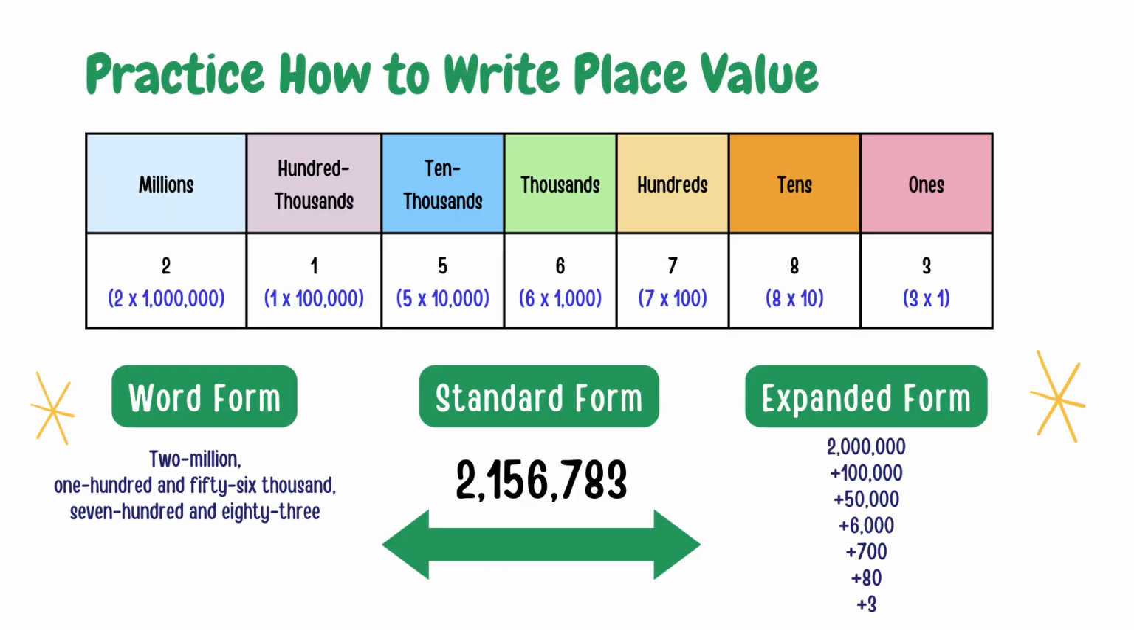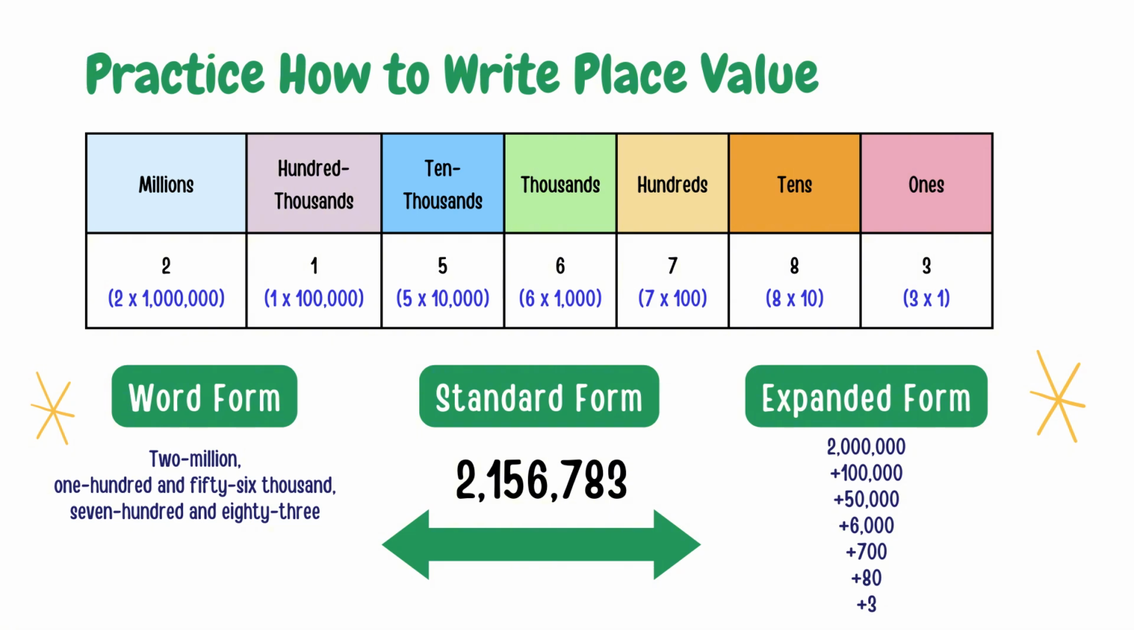So I wanted to conclude on how to write place value. So as you can see from the previous slides, I demonstrated utilizing a formula for each place value position. So when you are writing place value and you're using the alphabet, you would be utilizing the word form. So the word form is literally writing out the number using the alphabet letters. So the word form for this number we're utilizing for this example, 2,156,783. So that would be the word form for this particular number.